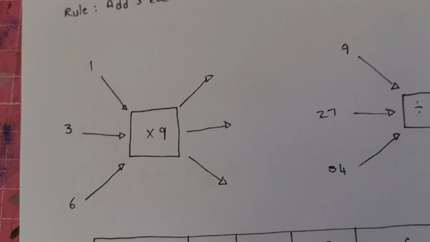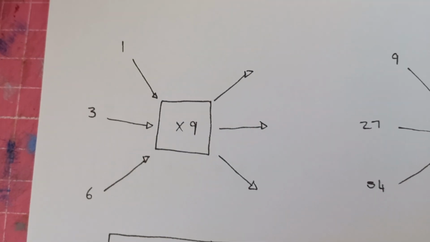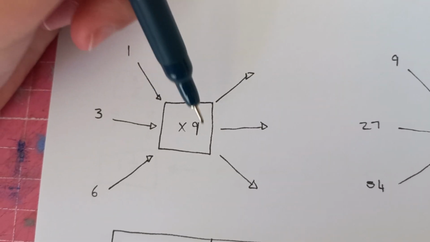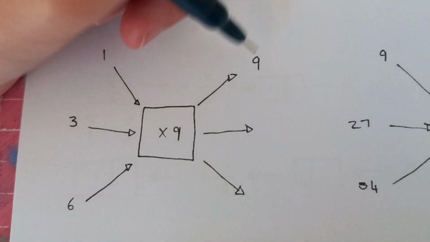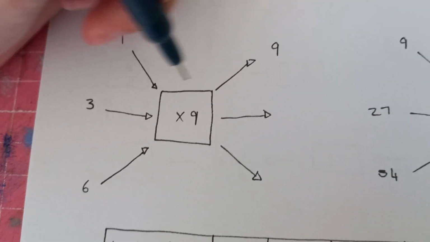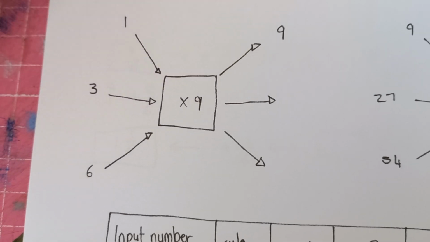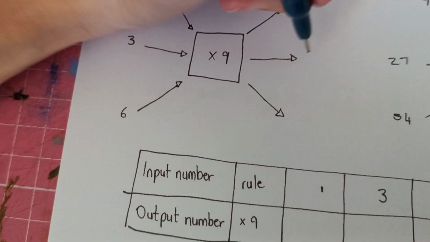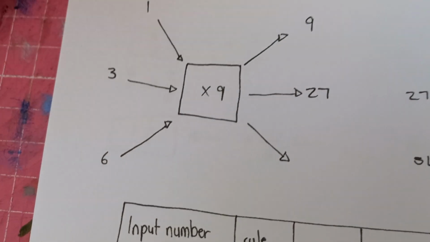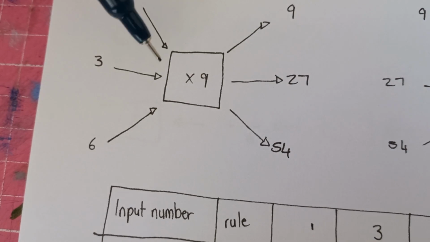Okay, then sometimes you get given something like this, which is a little bit of a flow diagram type thing. So this is super easy. You just go 1 times 9 would give you 9. So the input is 1, you times it by 9, you get 9. So that 9 would be your output. 3 times 9 would give you 27. Okay, so there you would have your answer. 6 times 9 would give you 54. So you have your input, your rule, your output.